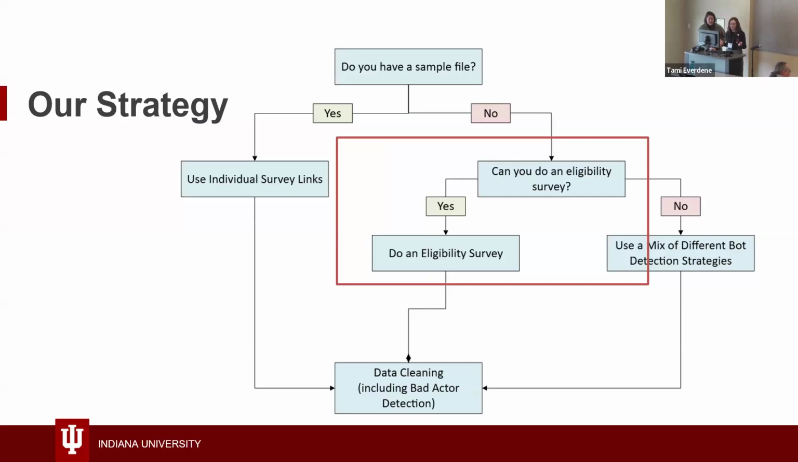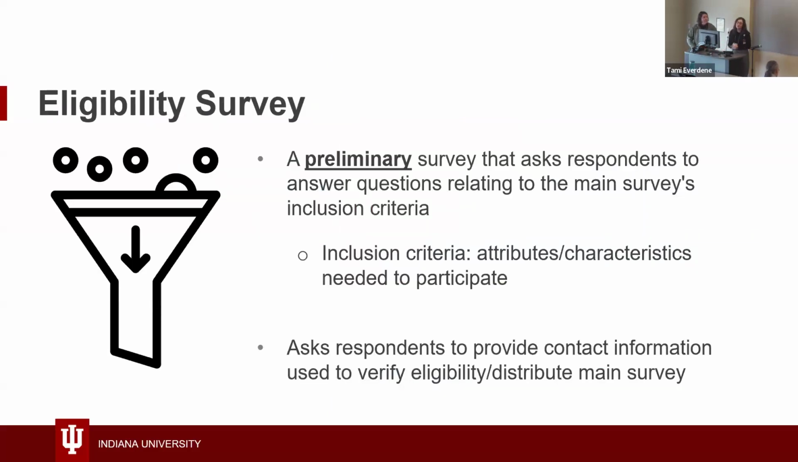So then our next option, if you don't have a sample file, we ask, can you do an eligibility survey? If you can do an eligibility survey, that's what we suggest doing next. So what is an eligibility survey? An eligibility survey is a preliminary survey that asks your respondents to answer questions that relate to the main survey instrument's eligibility criteria or inclusion criteria. So those are any factors or attributes that a respondent needs to have to participate in your main survey.